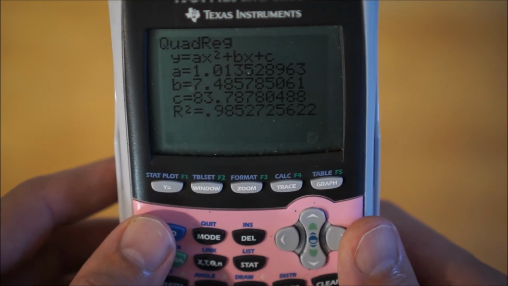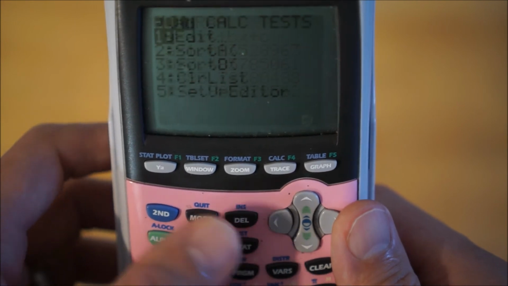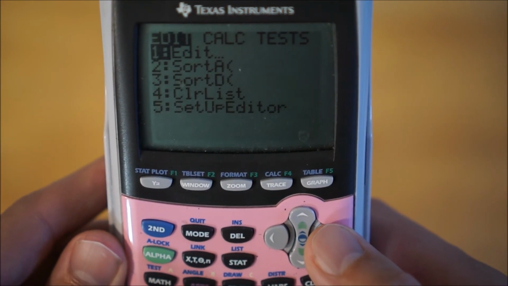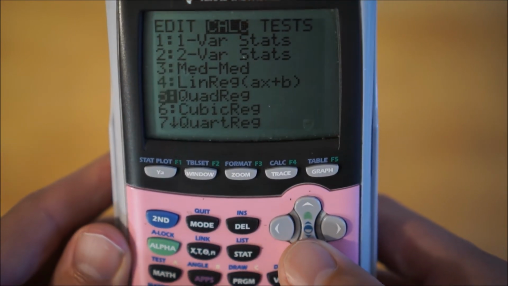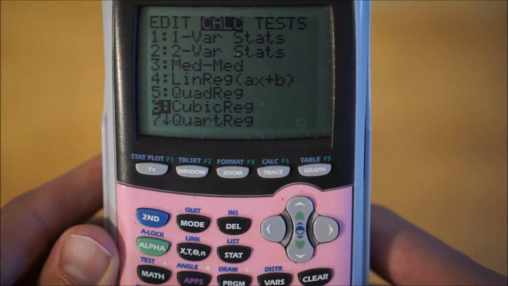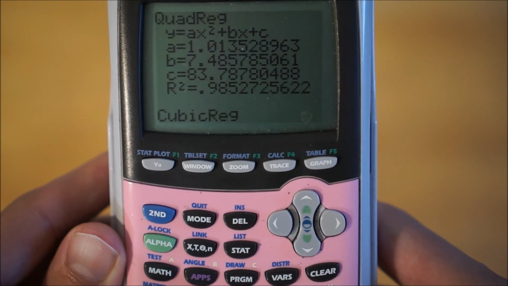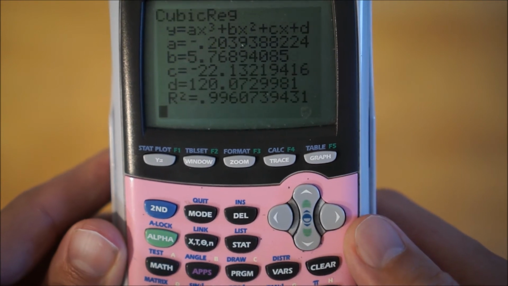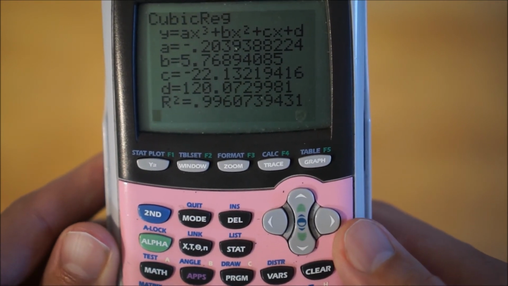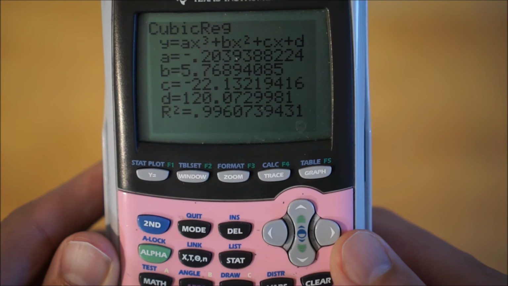Okay, so let's try another one. Let's go to stat again. Let's go over to calc, and let's try a cubic now. All right, let's see what happens when we do cubic. Again, we'll hit enter. And now I have 0.99, right? So this is even better. So I think I'm going to stick with a cubic here.